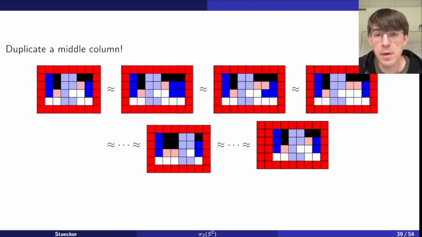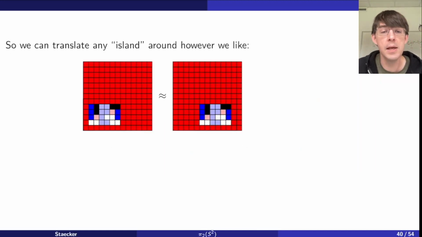And this is very useful if you want to do this in larger pictures. What it means is if you have a big sea of the red points and some little isolated block of stuff, you can move that block around however you like. You can move it to the right, to the left. You can go up and down by duplicating rows instead of columns. It works all exactly the same way. All right. We can translate any island. Remember, our only fundamental operation is moving one point at a time. But this certainly looks like I'm moving more than one point at a time. But it can be realized by moving one point at a time.